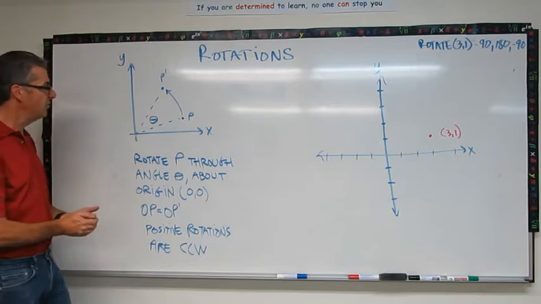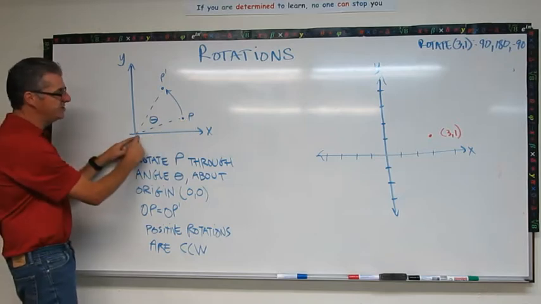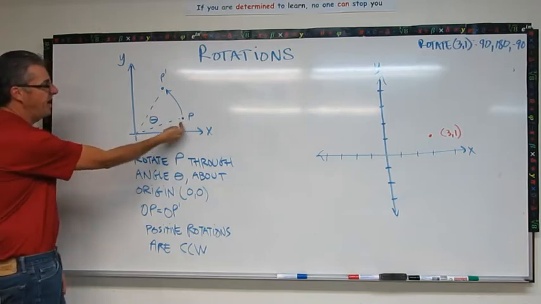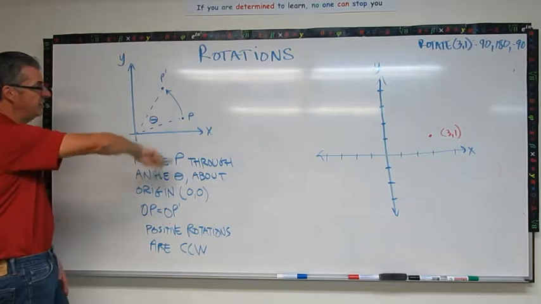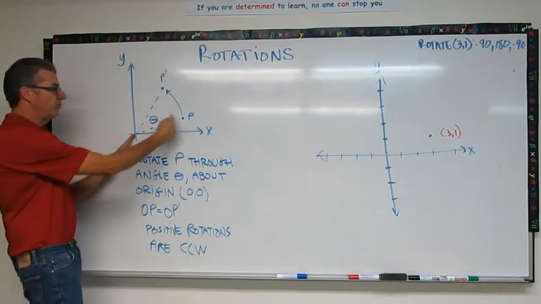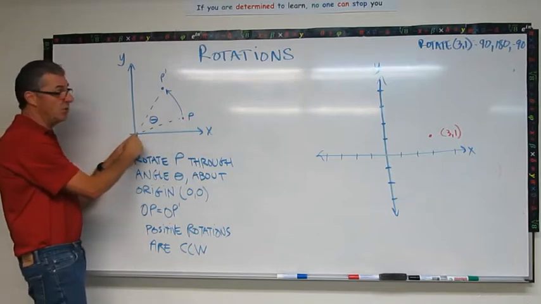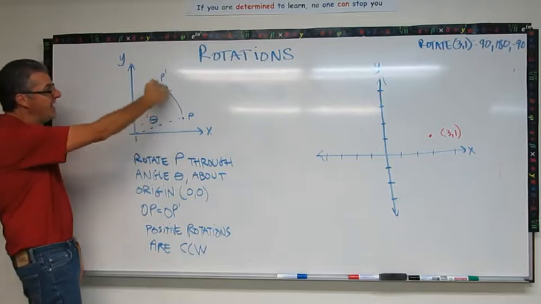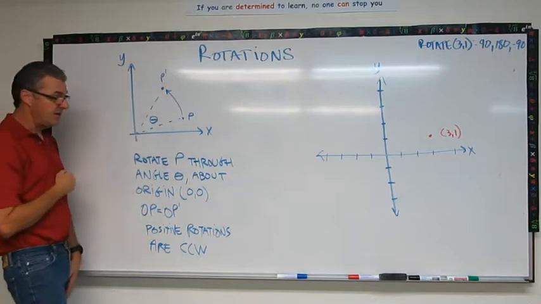A couple things to note. The distance from P to the origin is going to stay the same. In fact, if you just kept rotating around, you're going to have a circle with the radius being the distance from the origin to P, or at any image as it goes around.